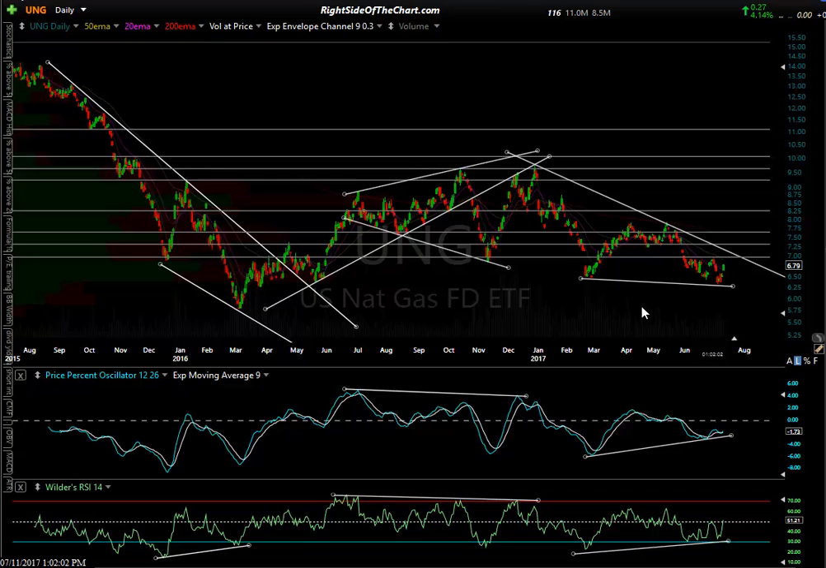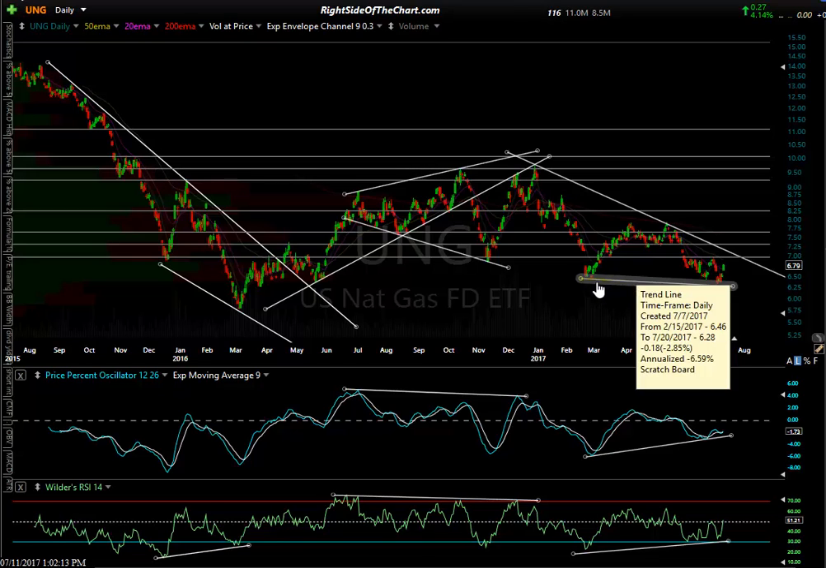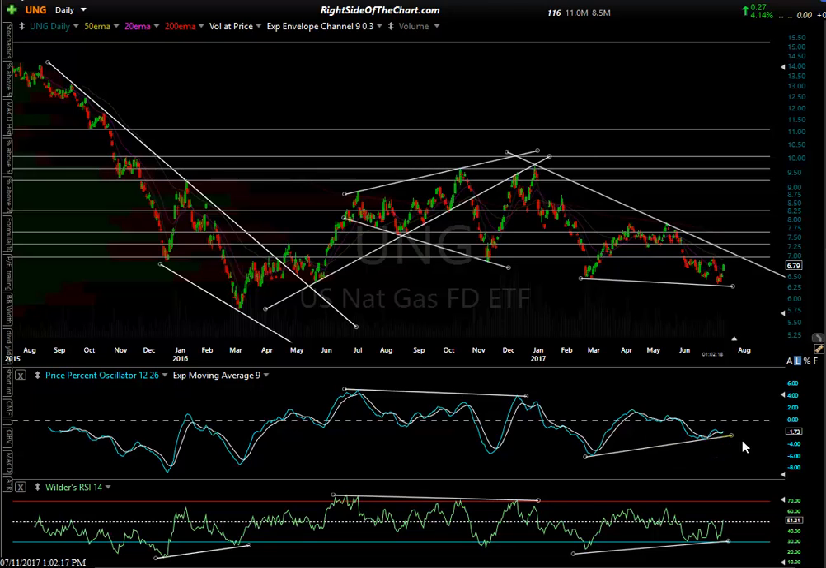And along that line, here's UNG. And again, this chart doesn't mesh too well right now with natural gas continuous contract. UNG, just like GAZ, recently made a new low, lower than the previous low. And if I'm not mistaken, that's not the case with the continuous contract futures. But it is a divergent low that we have here. So this chart definitely looks more bullish than bearish.